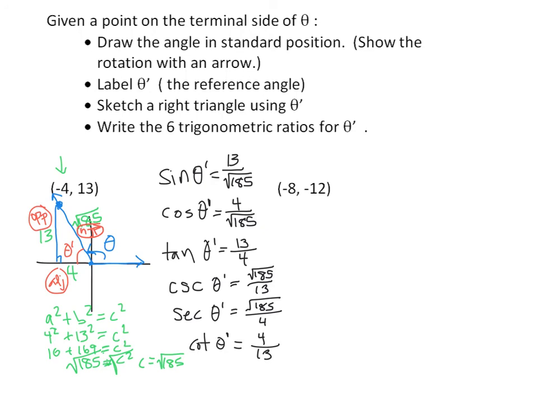Okay, for practice, I highly recommend that you, at this point, pause the video and do the same work that we just did on the left for the point -8, -12. Okay, so we start the same way. I'm going to put my diagram up here to give myself a little more room. We start by plotting the point -8, -12. -8, -12 is right around here. Draw the angle in standard position and continue from there. Pause the video and then come back to check to see if you got those trig ratios correct.